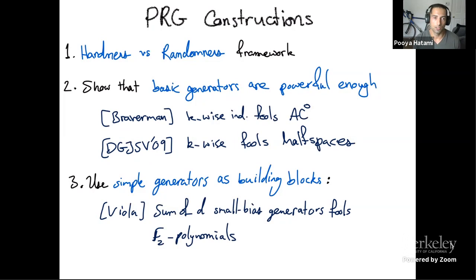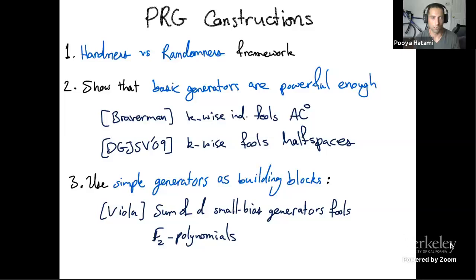The first of which, not that related to this talk, is the hardness versus randomness phenomenon, where we assume that we have a function that's really hard for the class that we want to fool and try to use it as a gadget for constructing a pseudorandom generator that stretches few bits to more bits.